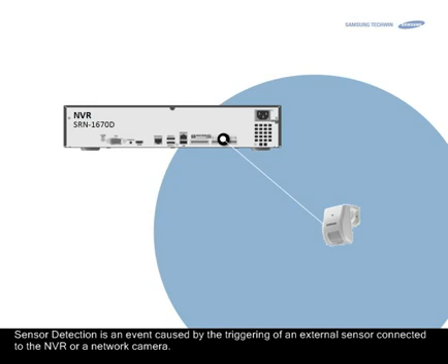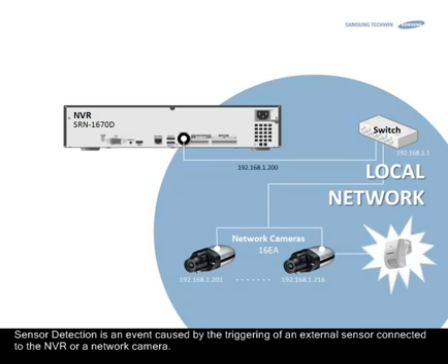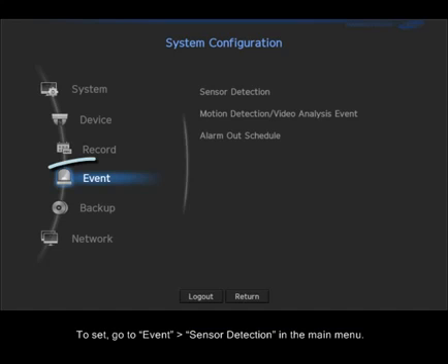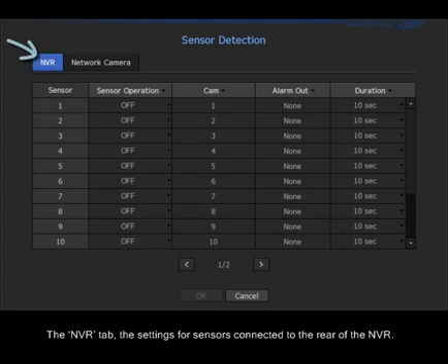Sensor detection is an event caused by a trigger or an external sensor connected to the NVR or network camera. To set it, go to Event, Sensor Detection in the main menu. The NVR tab has the settings for sensors connected to the rear of the NVR.